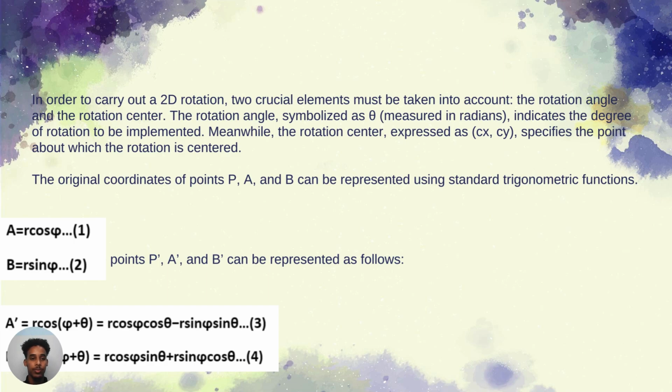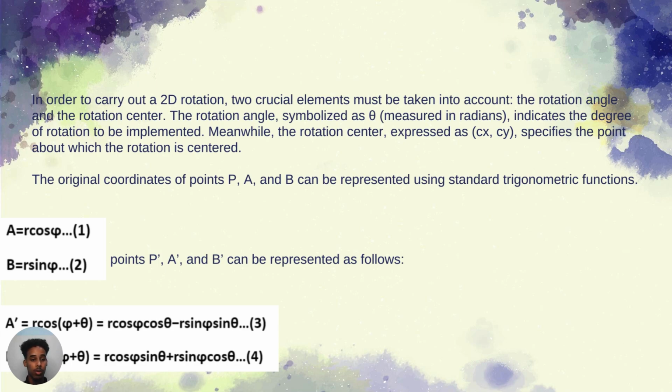the rotation center. The rotation angle, symbolized as theta, measured in radians, indicates the degree of rotation to be implemented. Meanwhile, the rotation center is expressed as Cx, Cy, the specific point about which the rotation is centered. The original coordinates of a point P, a and b, can be represented using standard trigonometric functions: a equals r cos alpha, b equals r sin alpha. Point P', a' and b', can be represented as follows.